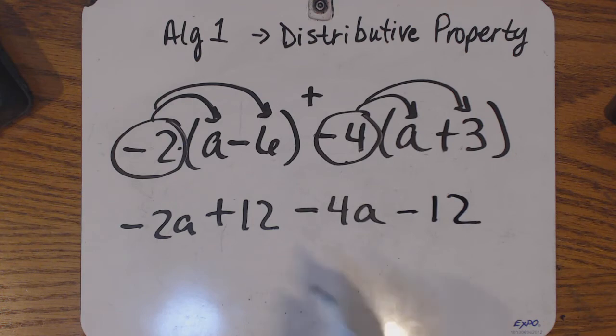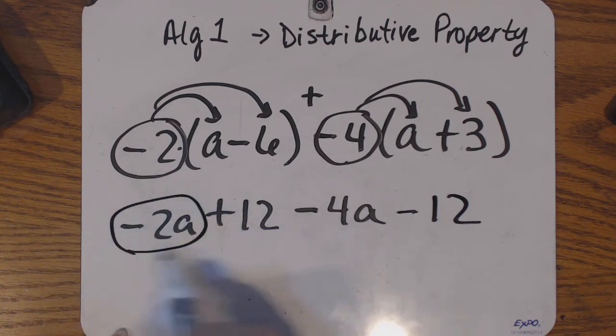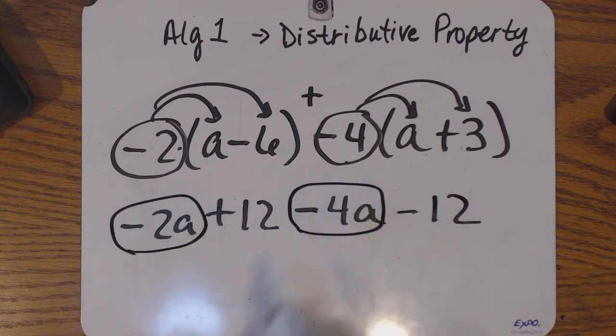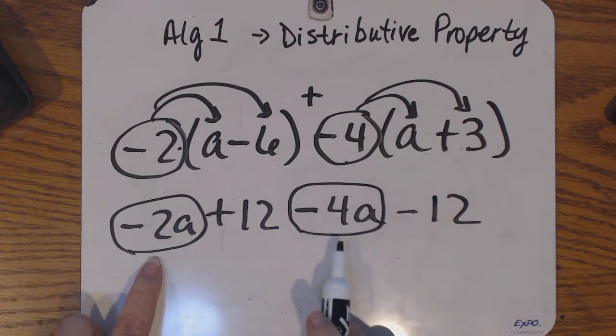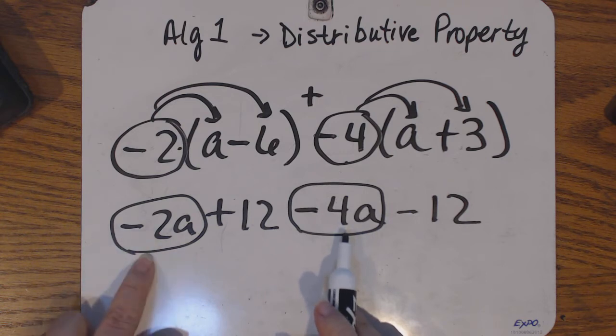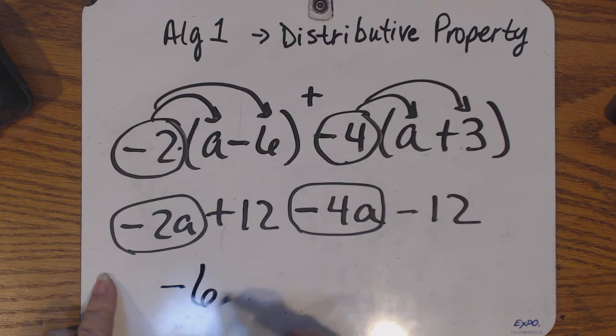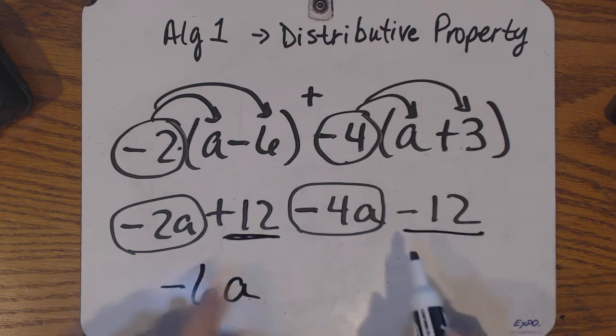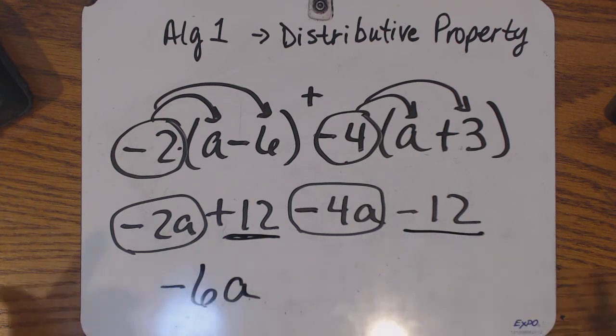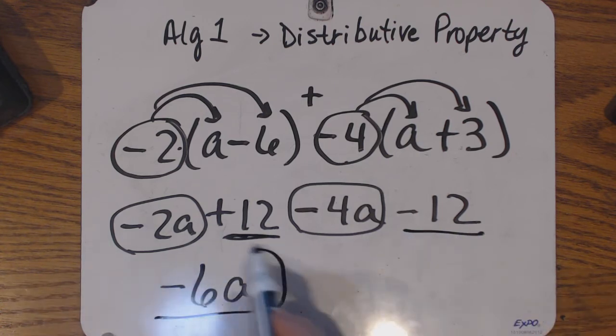Now again, I've got like terms, and it's really easy to make mistakes on negatives. So when I'm doing my like terms, I'll circle the ones I'm adding. I'm adding my a's first. So I have a negative 2a and a negative 4a. That means I've got negative 6a's, right? Now I'm going to do my other two terms. I've got a positive 12 and a negative 12. Oh, that's 0. So this is my final answer, okay?